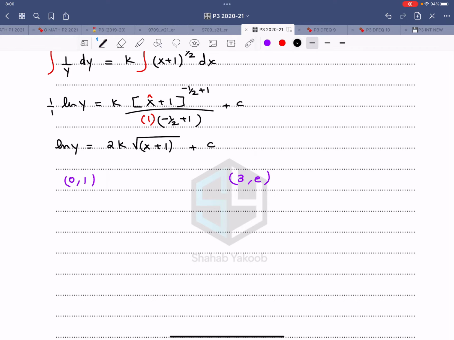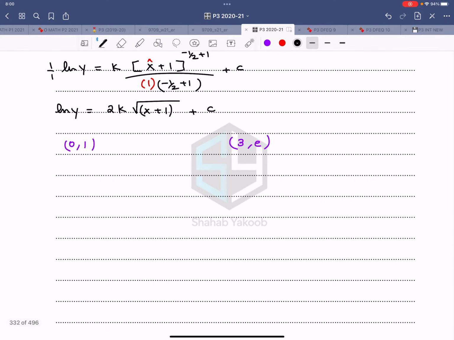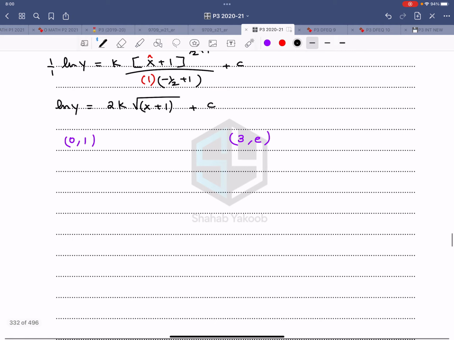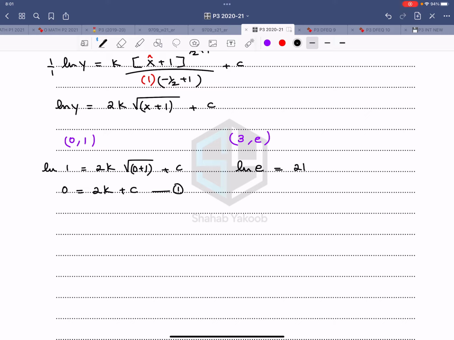When I plug in 0, 1, therefore this is ln of 1 equals 2 times k times square root of 1, because this is 0 plus 1, plus c. So ln of 1 is 0. This is 2k plus c, that is equation 1. When I plug in 3 comma e, therefore ln of e, this is 2k and 3 plus 1 is 4, plus c. So ln of e is 1, 2k as it is, square root of 4 is 2, plus c. Therefore 1 equals 4k plus c, that is equation number 2.